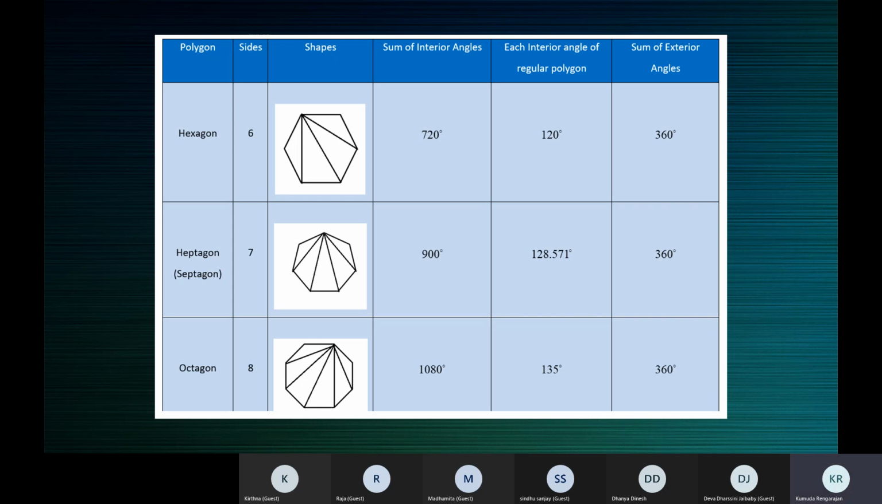What is the formula to find the number of diagonals in a polygon? n into n minus 3 by 2, ma'am.